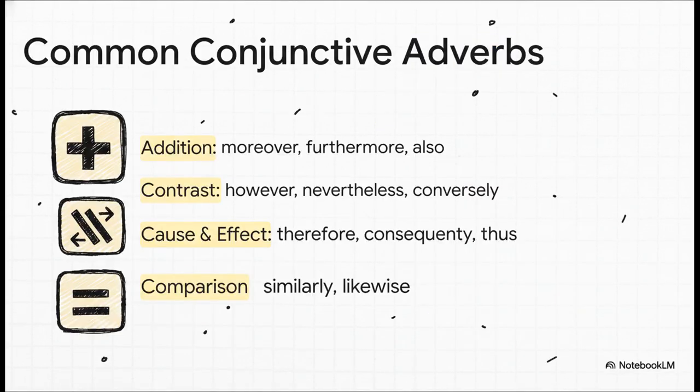And you've got so many to choose from. It's awesome. Take a look. If you want to add an idea, you could use moreover or furthermore. Need to show a contrast? However is the classic go-to. If you're showing cause and effect, therefore or consequently work perfectly. See? Each one gives you this incredible precision in your writing.